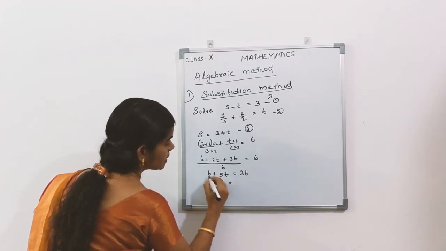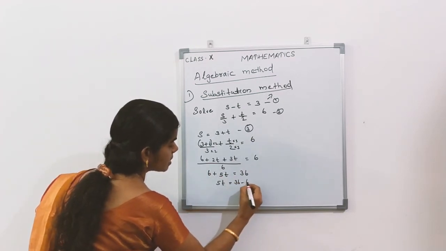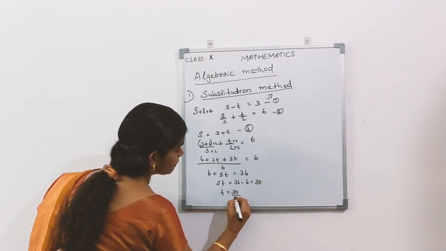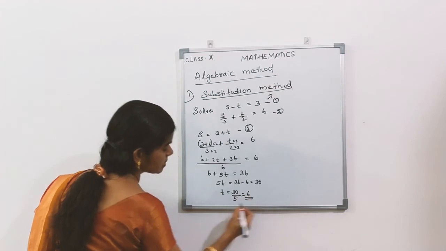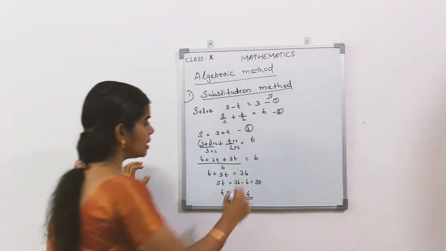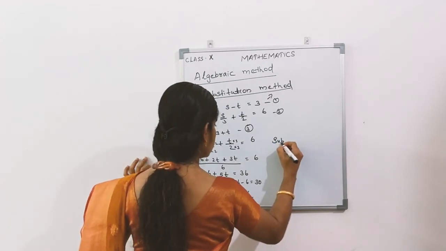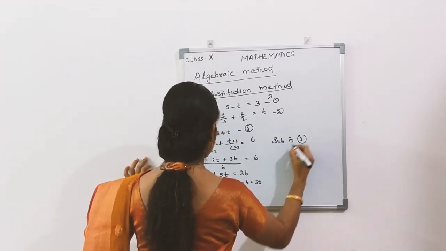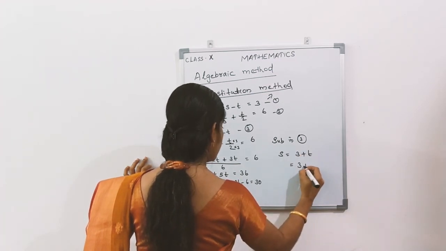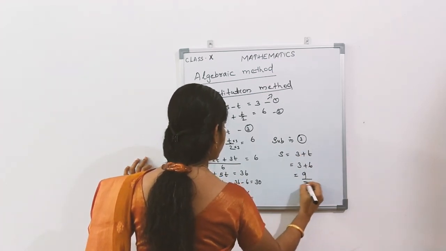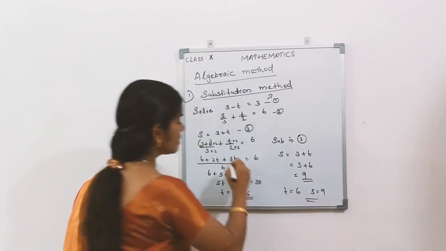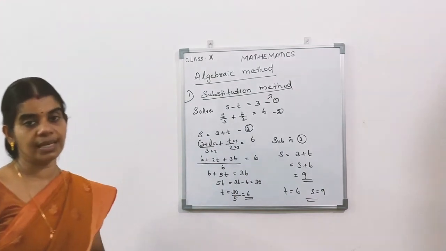5t is equal to 36 minus 6, that's equal to 30. Therefore, t is equal to 30 by 5, that's equal to 6. Now you got the t value, 6. Now substitute in equation number 3. Then s is equal to 3 plus t, that is 3 plus 6, that's equal to 9. Therefore, t equal to 6, s equal to 9 will be the solution of these linear equations.